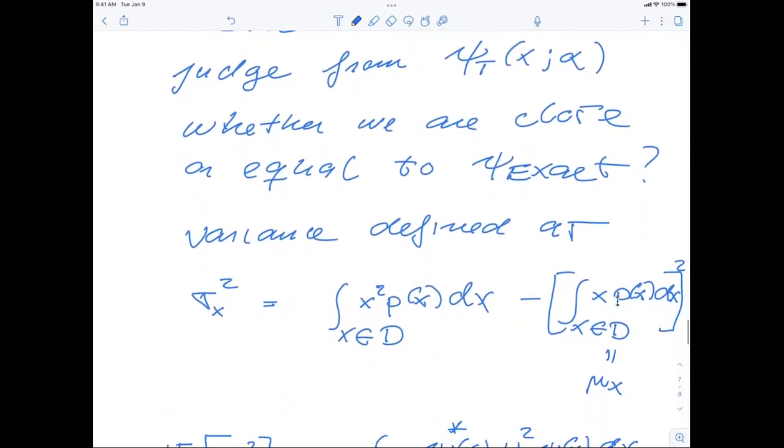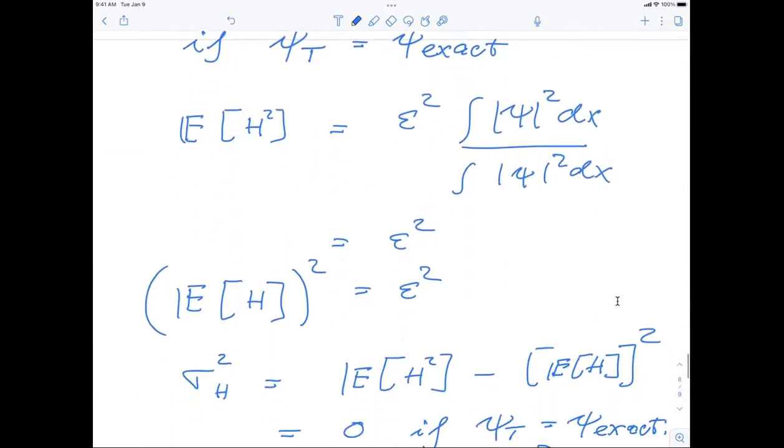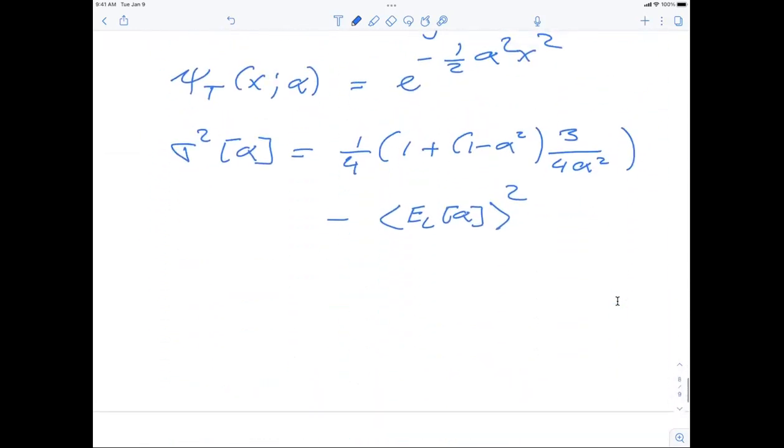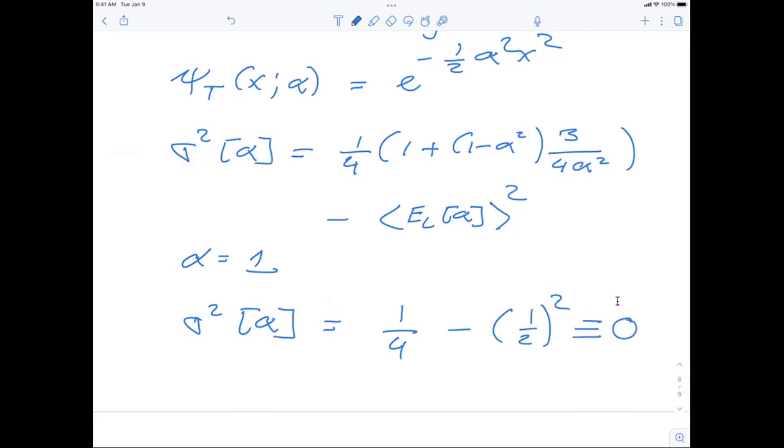And if we then go back and plug that in, you can see now that if I plug in alpha equal to 1, the first term here becomes just equal to 1/4. So this quantity is then equal to 1/4. And then I'm subtracting the value for the energy at the optimum parameter alpha. So this will simply be 1/2 squared. And we see that that one is exactly equal to 0.